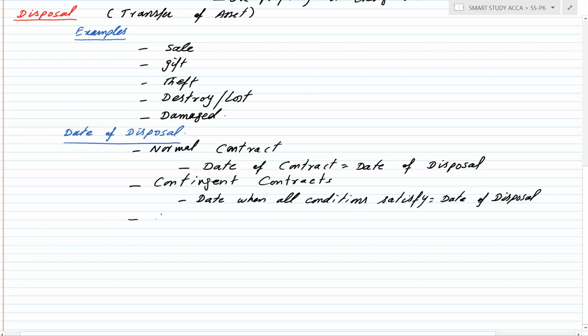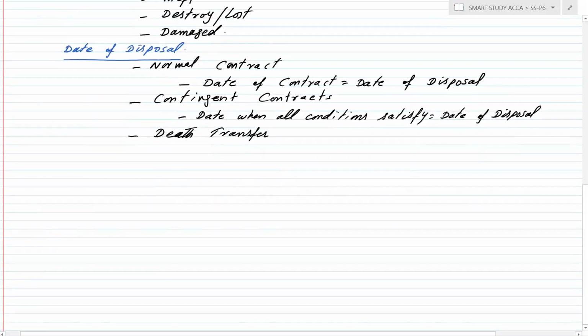There is another case that is called death transfers. Students, in case of death transfers, CGT is not applicable. CGT is applicable whenever an individual will transfer an asset during his lifetime. So it is only applicable on transfer of asset during life.